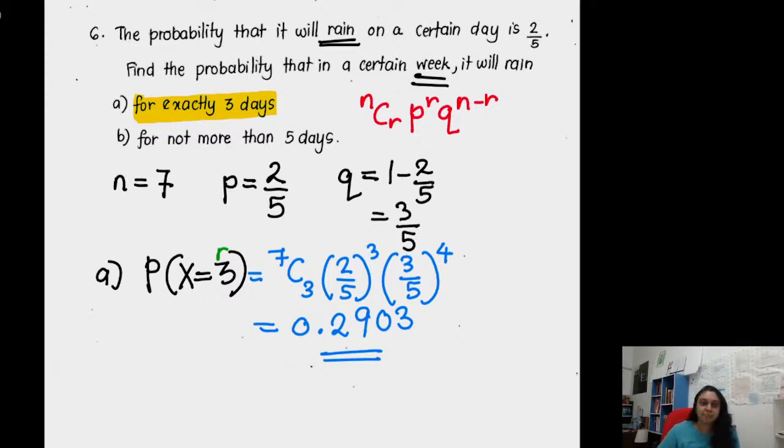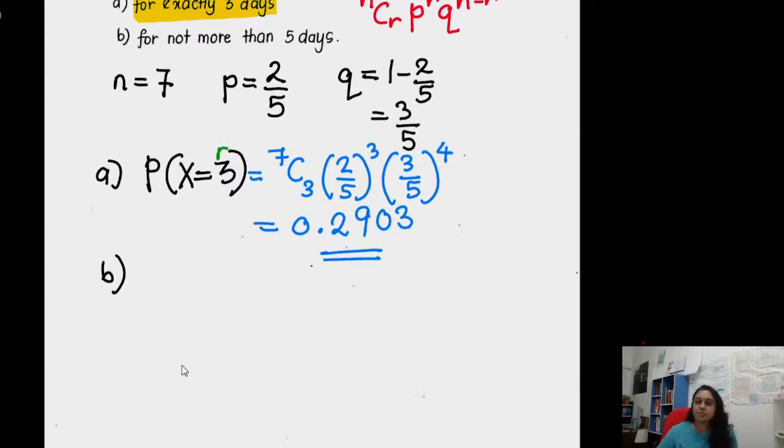Okay, B. B, find the probability it will rain for not more than 5 days. Tak lebih daripada 5 hari. Okay. Not more, tak lebih. Not more means it must be smaller than or equal to 5.